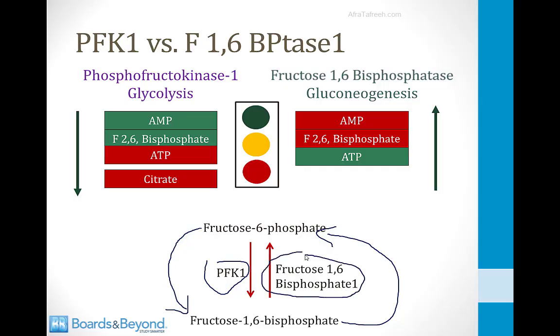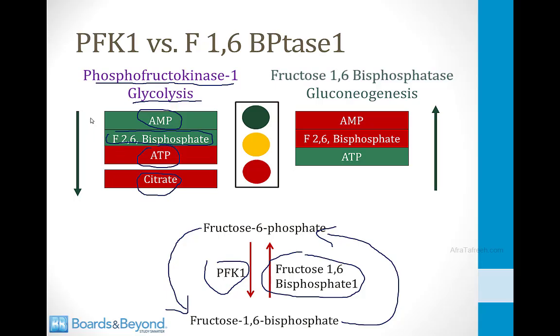So it's very high yield if you can remember what makes these two steps go or slow down. So I've drawn it on the screen as a stoplight with things that make each enzyme go and things that make each enzyme stop. So when phosphofructokinase 1 is activated, that will favor glycolysis. And things that activate this enzyme include the levels of AMP and the levels of fructose 2,6-bisphosphate. Things that slow this enzyme down include ATP and citrate.